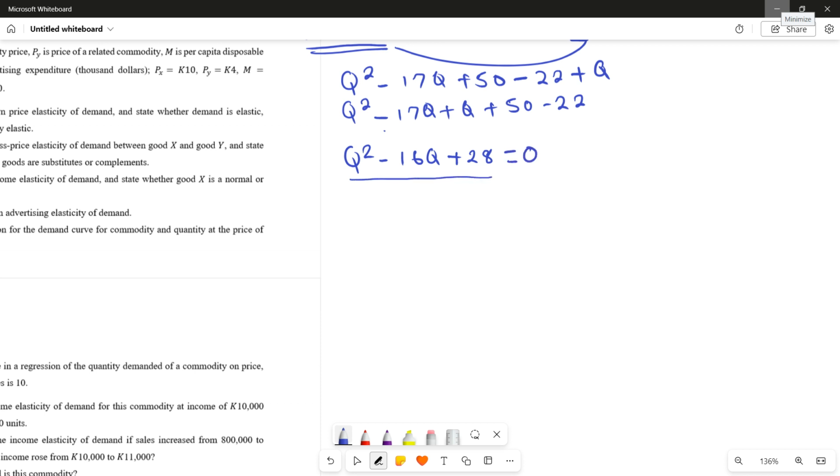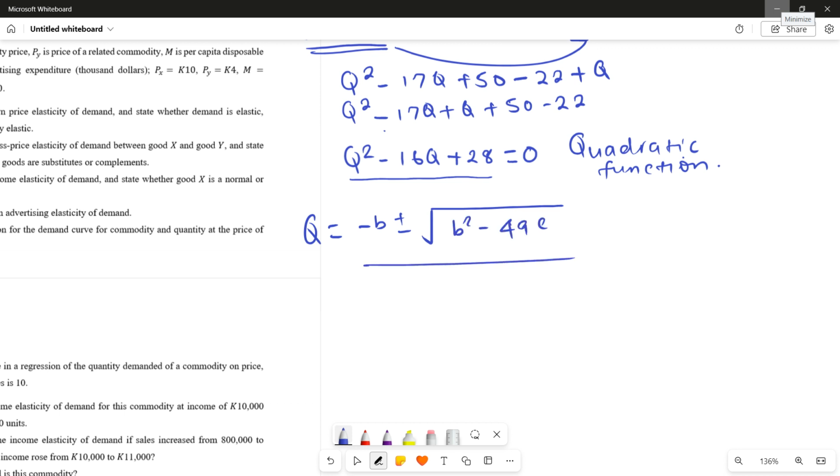When you have such a function where the highest power is 2, just note this is what is called a quadratic function. Now how do you solve a quadratic function? It's very easy. How? Use a formula. So to find the value of q, we are going to say negative b plus or minus the square root of b squared minus 4ac, everything divided by 2a. This is the formula that we use.